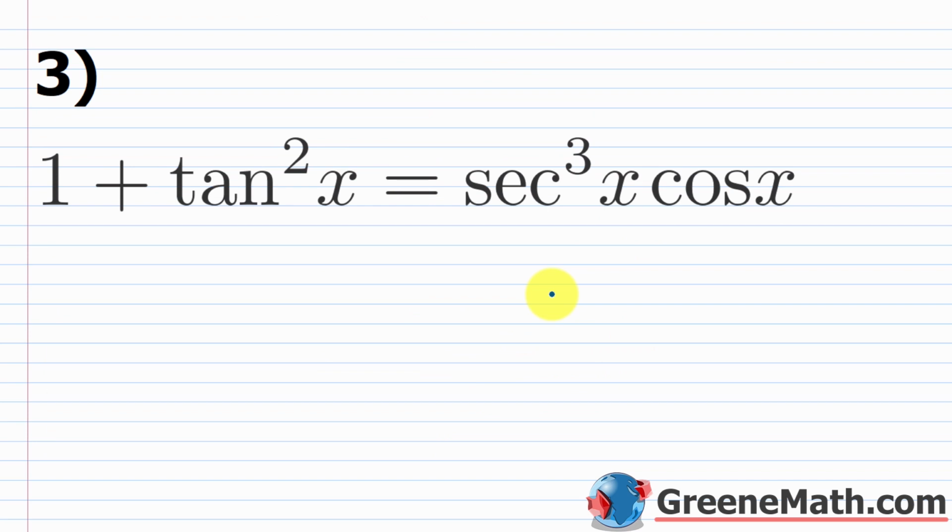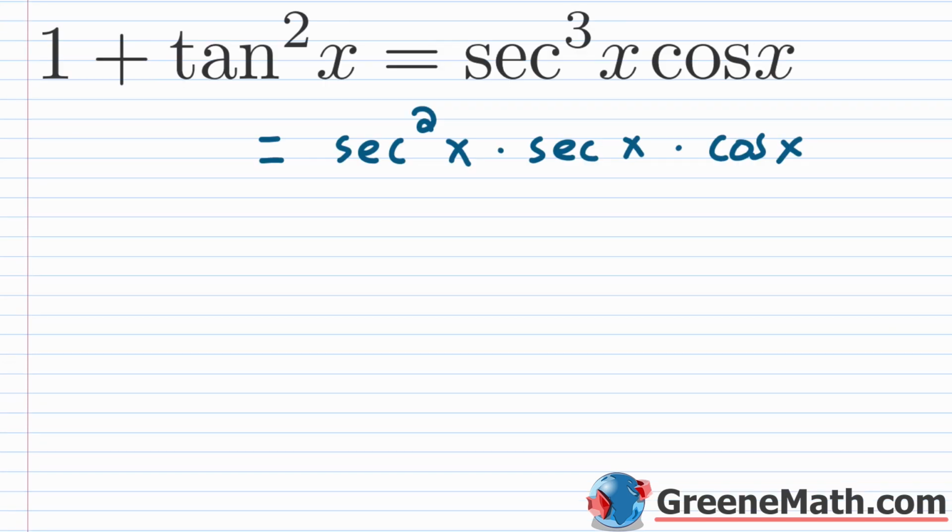All right, for problem 3, we have 1 plus tangent squared x is equal to secant cubed x times cosine of x. All right, for this one, I'm going to leave, again, the guy on the left unchanged. Let me put this equals over here so I have enough room to work. If you see something like this, I would convert it and say that this is secant squared x times the secant of x times the cosine of x. Now, before you do anything with this, I want you to realize that secant of x times cosine of x, that's going to cancel and become 1.